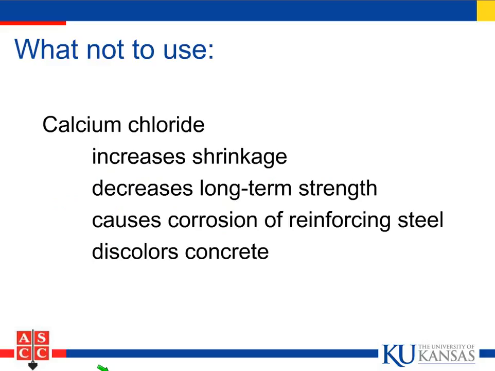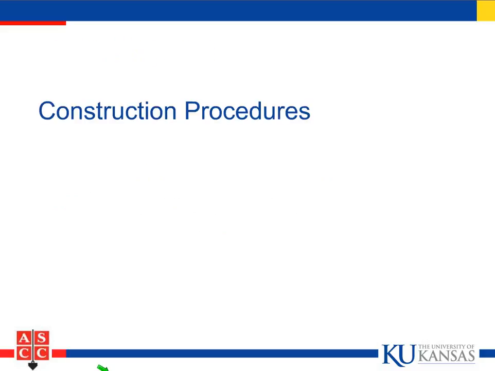Okay, what not to use? If you're concerned with cracking, calcium chloride is not a good choice. It increases shrinkage, decreases the long-term strength, it causes corrosion of reinforcing steel, and it discolors the concrete. So completely separate from cracking, it's not a good choice to use on architectural concrete.